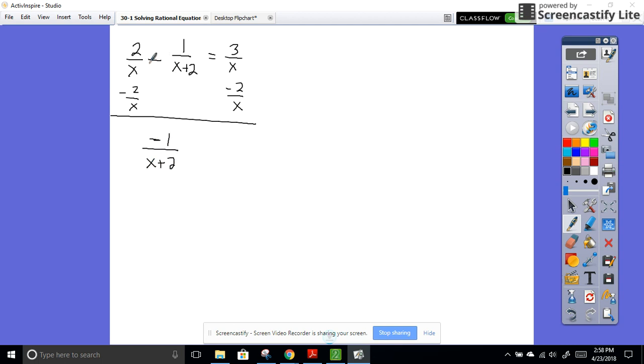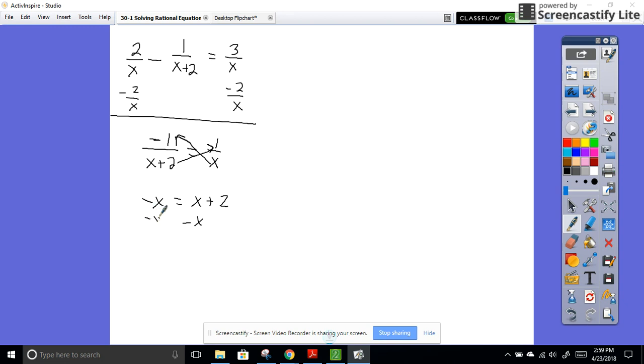Notice I did not lose that minus sign. I just moved it up to the top with the -1. And then since the denominators are the same, all I got to do is subtract the numerators. 3 minus 2 leaves me 1. Now this is a super simple cross multiply problem. All we got to do is cross multiply. So x times -1 is -x. X plus 2 gives me that.